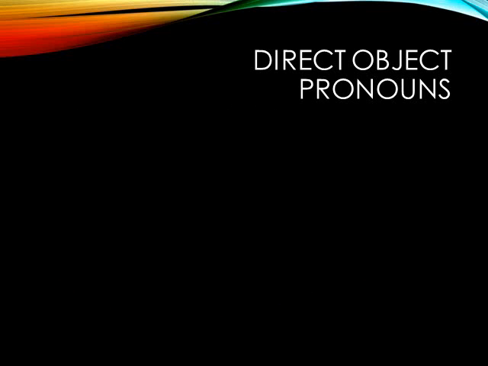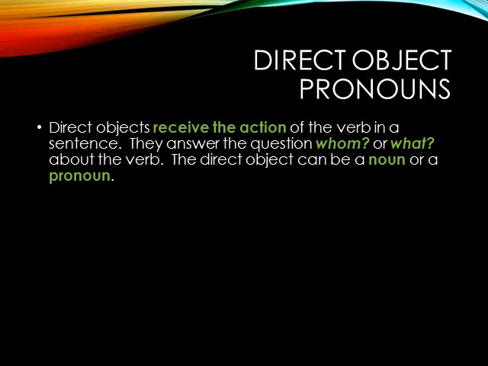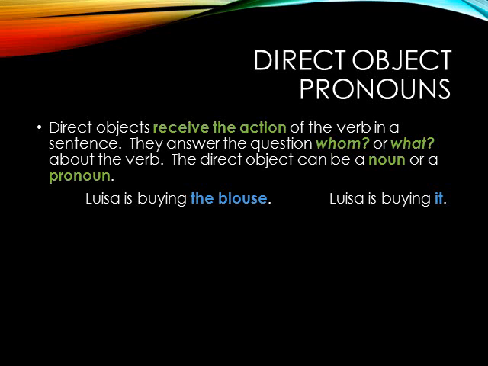Direct object pronouns. Remember, direct objects receive the action of a verb in a sentence. They answer the question whom or what about the verb. And a direct object can be a noun or a pronoun. So, in English, we would say Louisa is buying the blouse. The blouse is what she's buying, so that automatically is our direct object. If I already have been talking about the blouse and I want to just shorten it and just say it, so we have Louisa is buying it, that is our direct object pronoun.